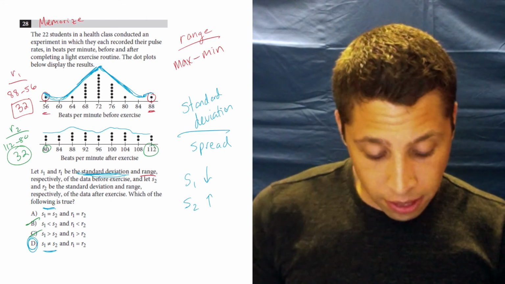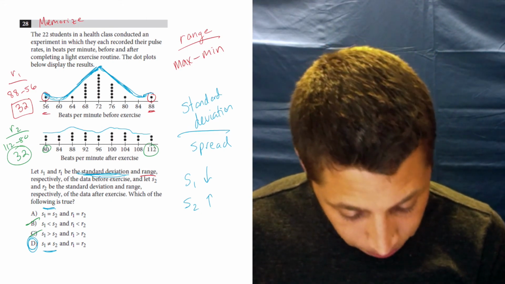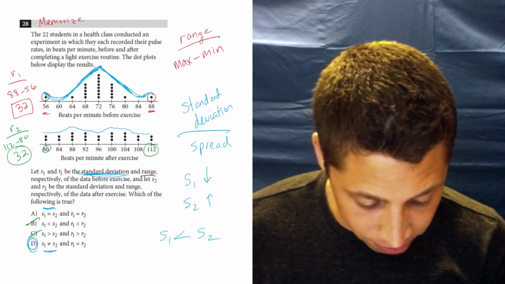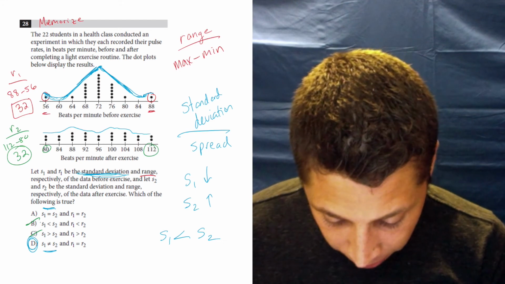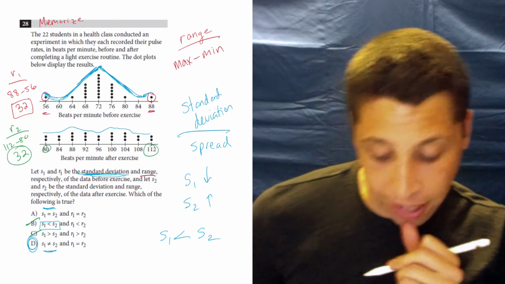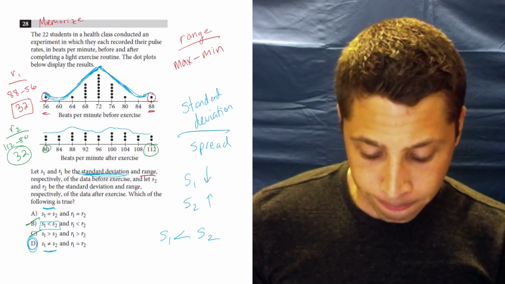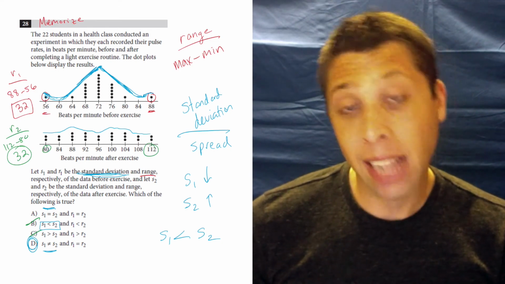So in this case, just to make it really clear, S1 is less than S2. So that would mean that B would have been right if they had the right part about the ranges. So there we go. That's an important concept to know.